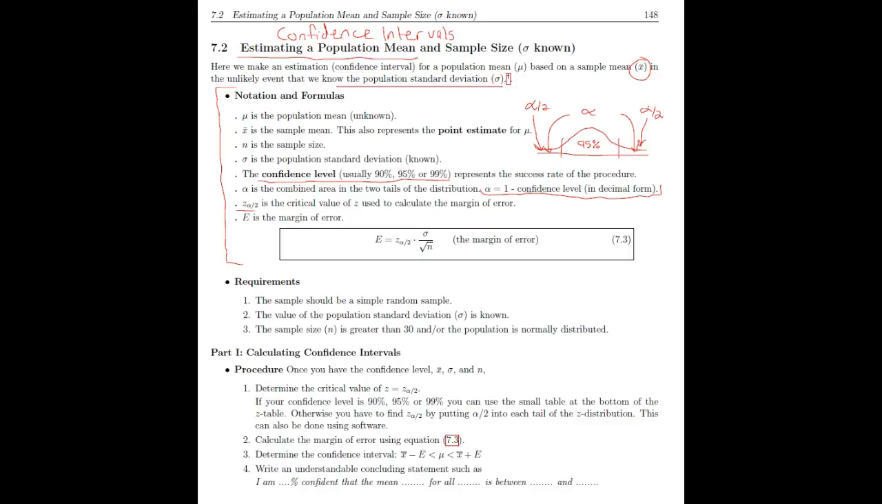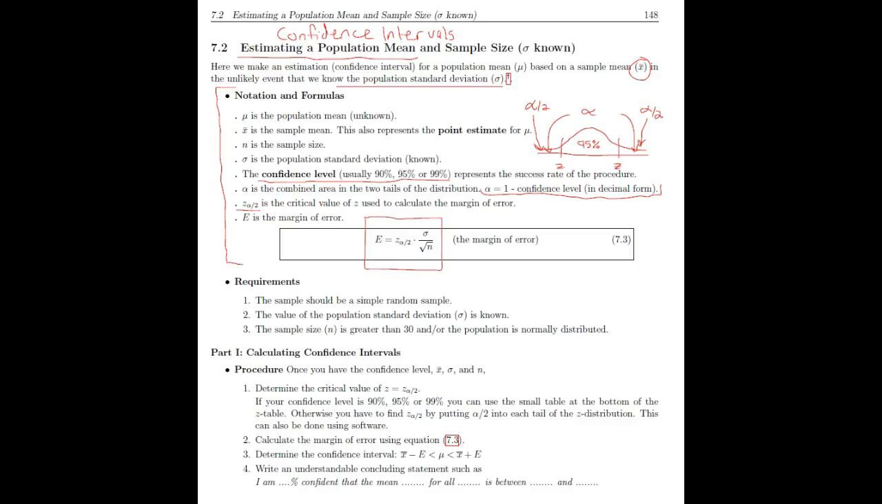Z sub alpha over 2 is the critical value of z. So z sub alpha over 2 are the z-scores that create this cutoff of our middle 95%, or 90 or 99%, whatever confidence level you're doing. So that's what a z sub alpha over 2 is, basically these z-scores. And another important thing is going to be E, which is the margin of error. And that is going to be given by this formula right here.